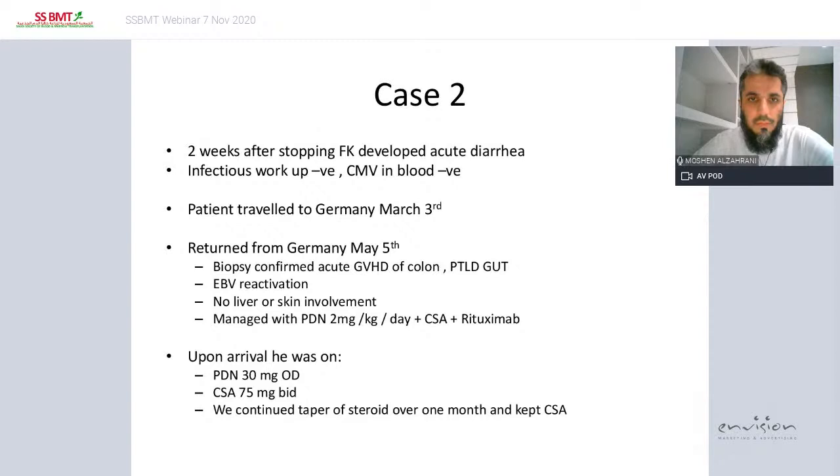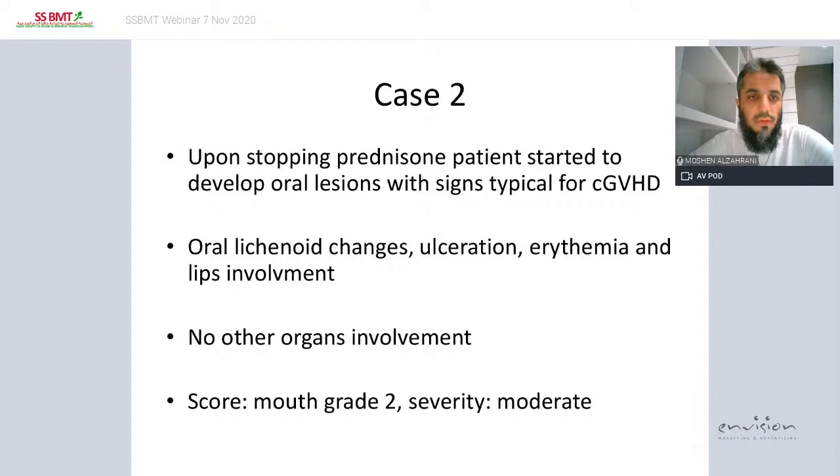Upon stopping prednisone, the patient started to develop oral lesions with signs typical of chronic GVHD, with oral lichenoid changes, ulceration, erythema, and lip involvement, and he started to have limitation of oral intake. It was just isolated to the mouth, with no other organ involvement. So according to the NIH score, mouth grade 2, severity was moderate.